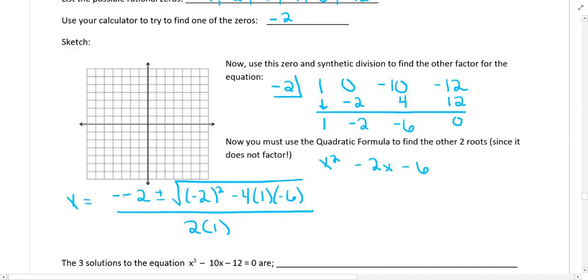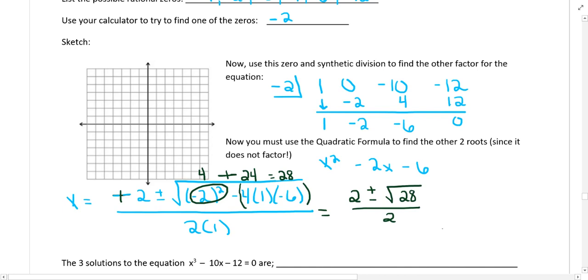Okay, so we take this negative 2, make it a positive. Then negative 2 squared is going to give us a positive 4 minus 4 times 1 times negative 6 gives us a negative 24. This double negative here turns to plus. So underneath my radical, I've got a 28. So this problem now looks like this. 2 plus or minus square root of 28 over 2. And then I have to simplify this.